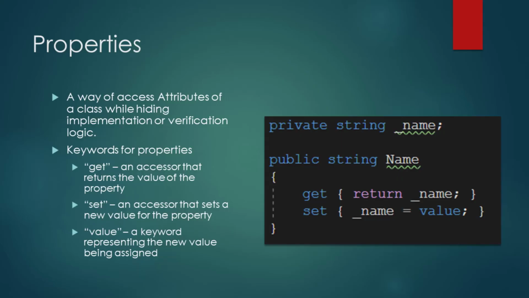While sometimes you may want to access your attributes directly with public variables, C# actually prefers that you access your attributes using something called properties. A property is a way of exposing an attribute while hiding any implementation or verification code. Properties have three standard keywords associated with them: get, set, and value. The get keyword allows you to return the property's value. The set keyword is used to assign a new value to the property, and the value keyword is the actual value that you're going to set the property to.